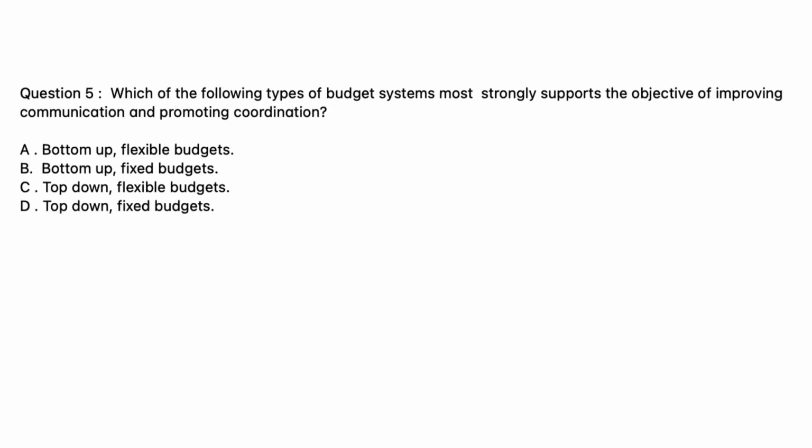Question 5. Which of the following types of budget systems most strongly supports the objective of improving communication and promoting coordination? A. Bottom-up, flexible budgets. B. Bottom-up, fixed budgets. C. Top-down, flexible budgets. D. Top-down, fixed budgets. The answer is A. Bottom-up, flexible budgets.